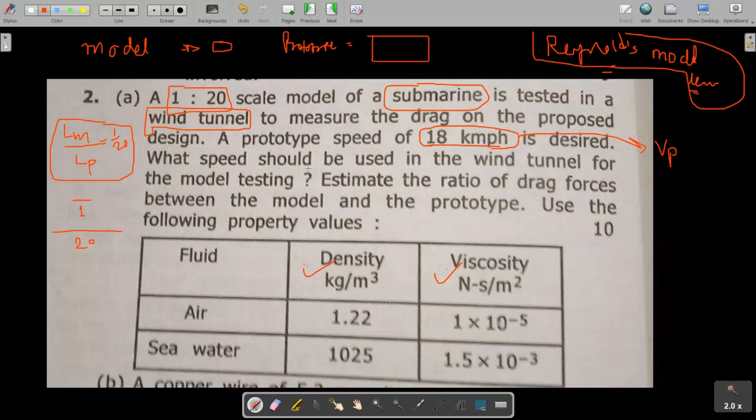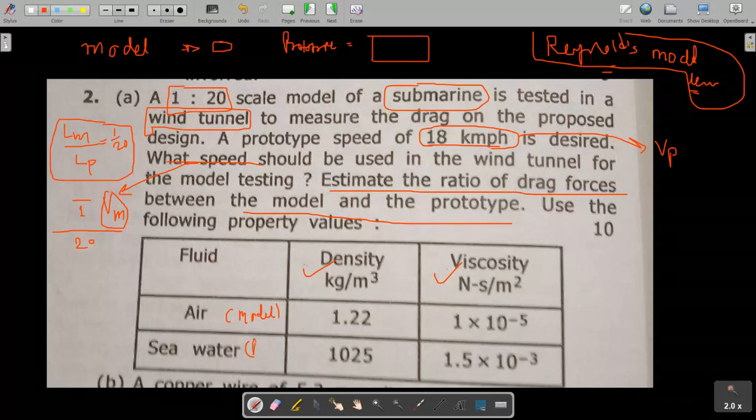What speed should be used in the wind tunnel for model testing? That means, what is the velocity of the model, the small scale model which we are using in the wind tunnel? And also estimate the ratio of drag forces between the model and the prototype. The property table is given to you, density and viscosity. The air is the working fluid, the surrounding fluid medium for the model, and seawater is for the actual prototype.